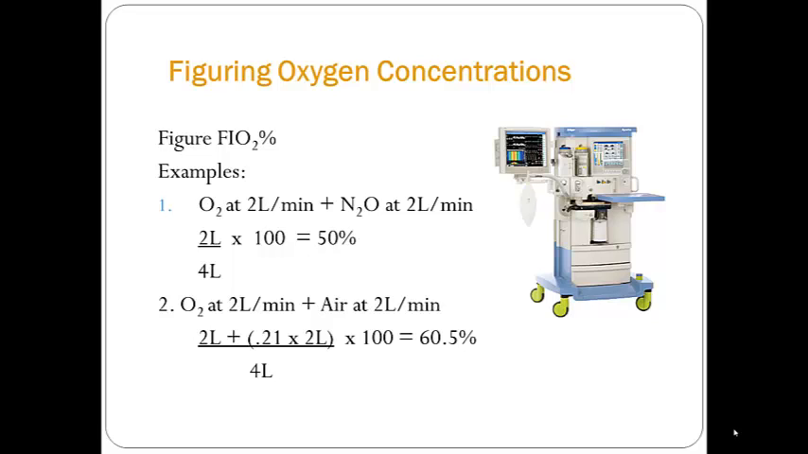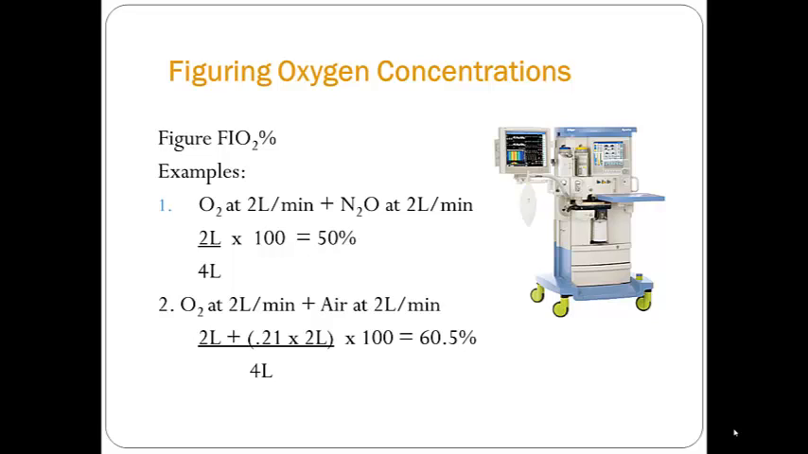The total flow is the amount you have dialed in, 2 liters of oxygen plus 2 liters of nitrous oxide, goes in the denominator. 2 liters divided by 4 liters times 100 to make it a percent tells us that we have dialed in 50% FiO2 when we have the oxygen flow meter at 2 liters per minute and the nitrous oxide flow meter at 2 liters per minute.